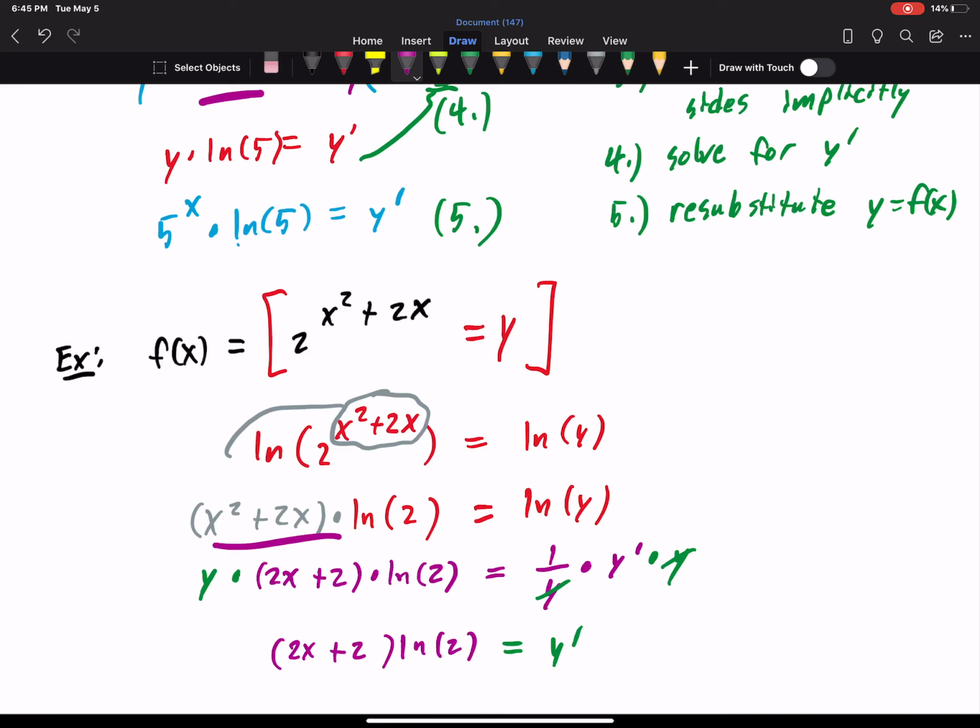But we also have to deal with this y here. How do we handle that? Well, step 5. Step 5 says resubstitute in our original function. That is, take this lovely thing and then plug it in for y. You take your 2 to the x squared plus 2x, and you substitute that in here at the front. And this is all multiplied. And that's your final answer.